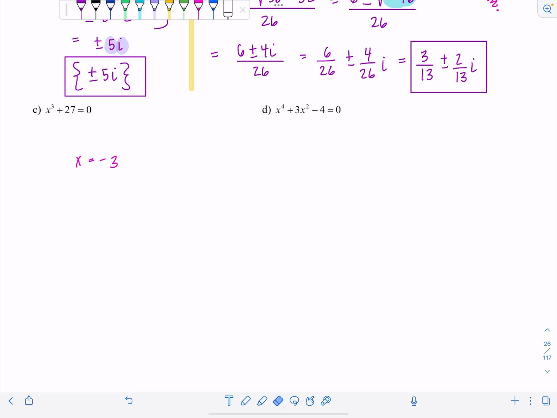So to extract them, we actually need to factor x cubed plus 27. So it's a sum of cubes.